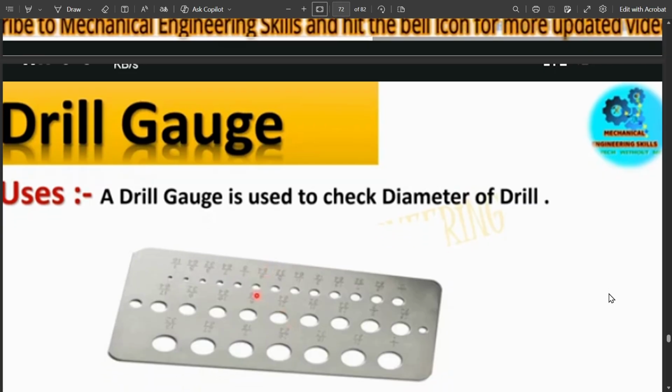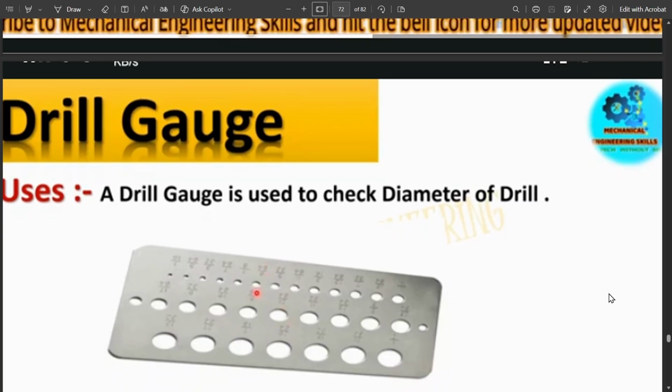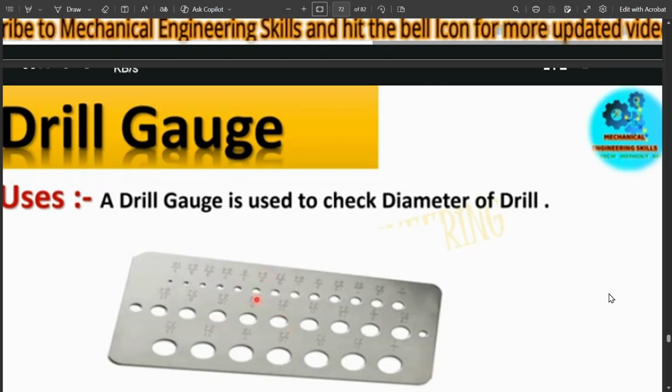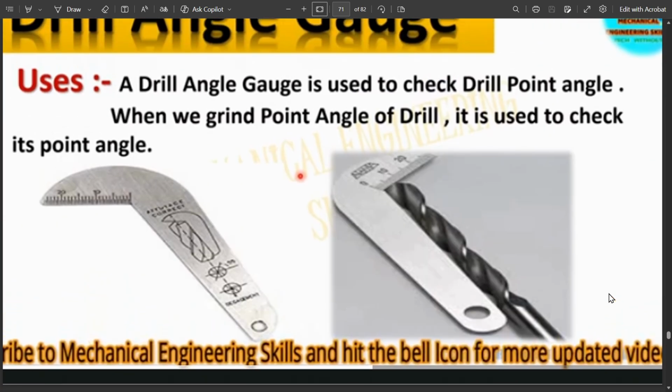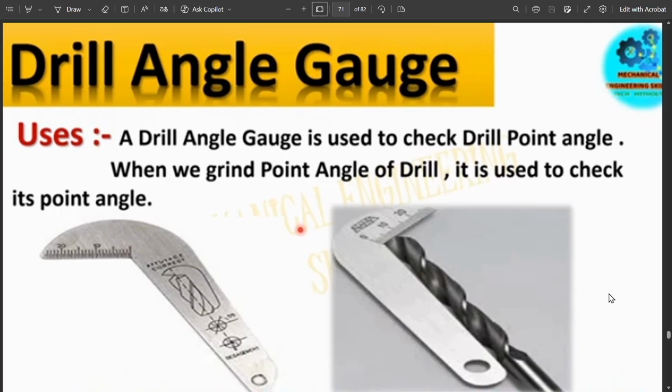Then another gauge is the drill gauge. What is a drill gauge? A drill gauge is used to check the diameter of the drill. Then another gauge is the drill angle gauge. A drill angle gauge is used to check the drill point angle when grinding the point angle of a drill.